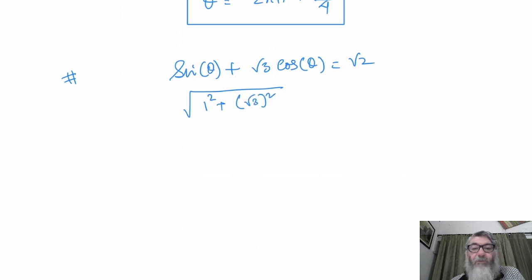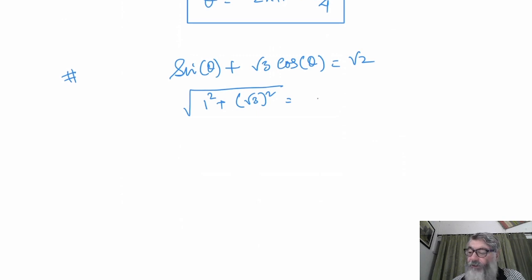You square the coefficient, whatever the coefficient of sine theta, cos theta is there, you square them. It will come 1 plus 3, that will be how much? 4, it will be under root 4 which is 2. Now we divide the whole equation.